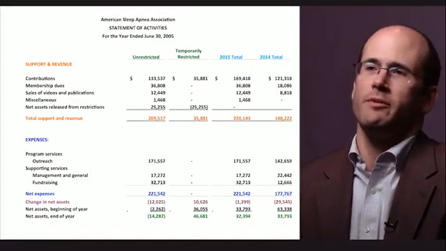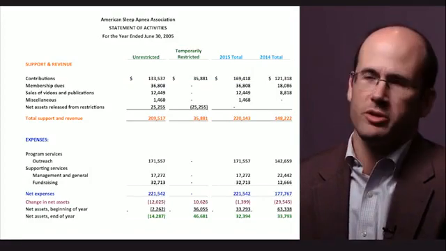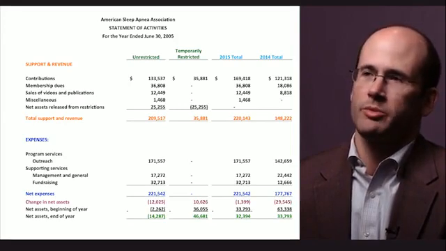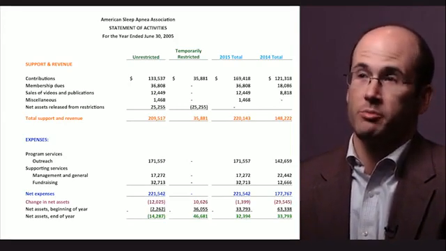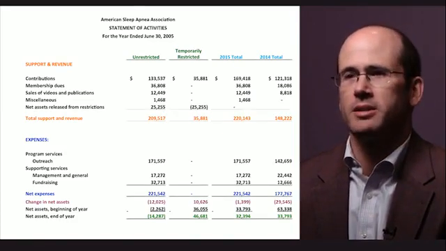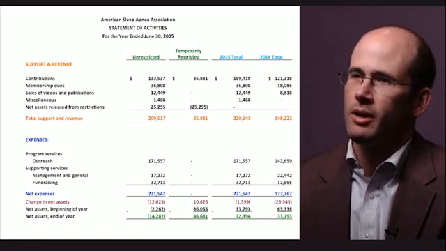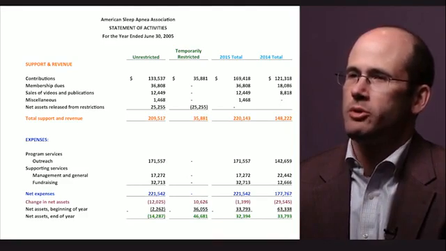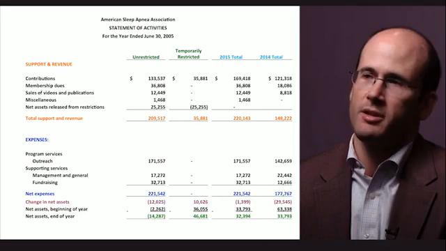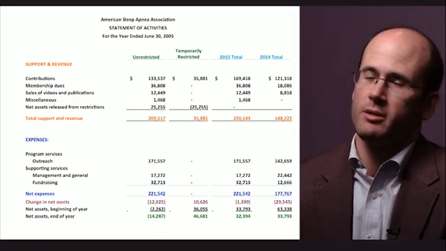So here's the statement of activities for the American Sleep Apnea Association. Don't worry too much about the unrestricted or the temporarily restricted columns on this schedule. Let's focus on the total columns for just a minute. Again, it's presented comparably for 2015 and 2014. In 2015, you can see that they had revenue of about $220,000 and expenses of a little bit more than $221,000. So for this particular organization, their changes in net assets are negative. The same was the case for 2014 to a much greater extent.